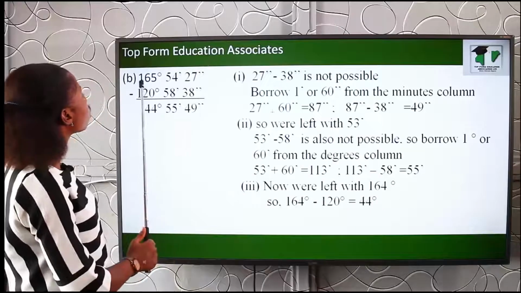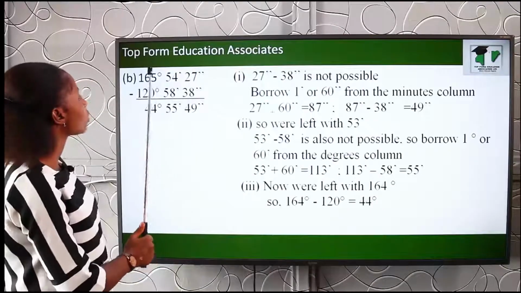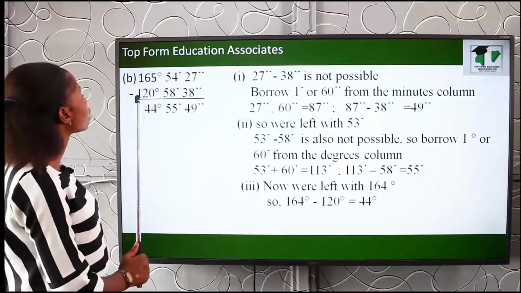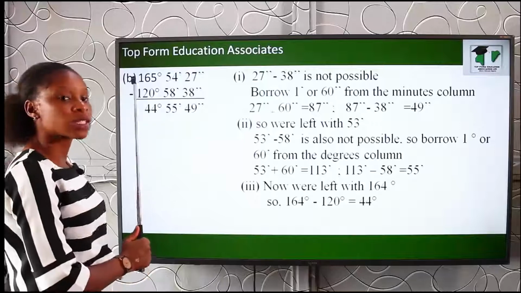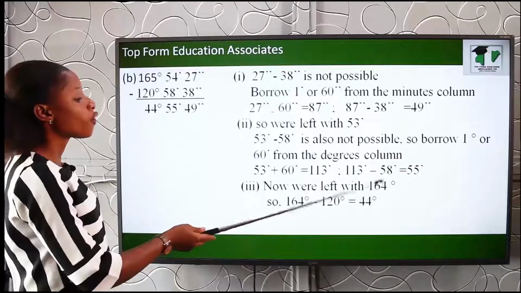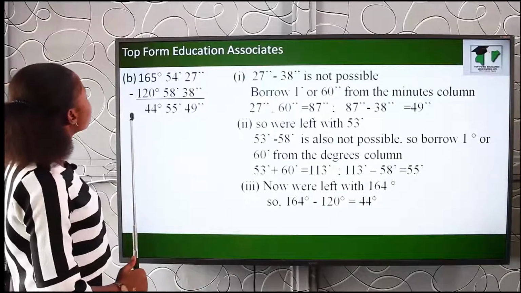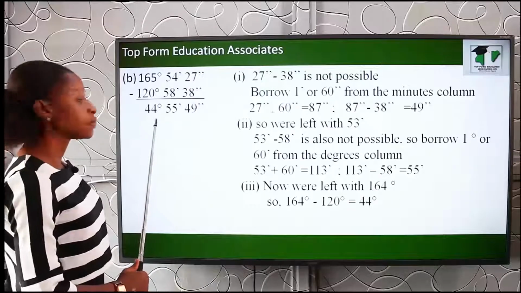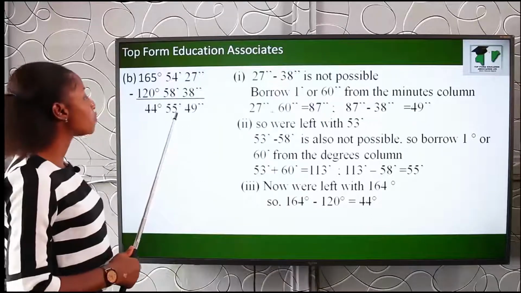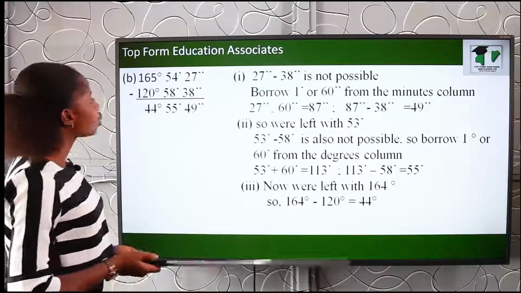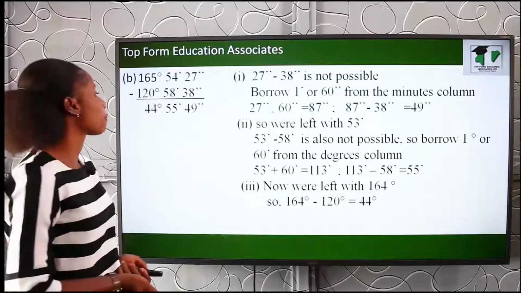Now we're left with 164 degrees because of the subtraction from here. Now when we subtract 120 degrees from 165 degrees, we have 44 degrees. So the answer to this question is 44 degrees, 55 minutes, and 49 seconds. If you got that correct, please put your hands together for yourself.